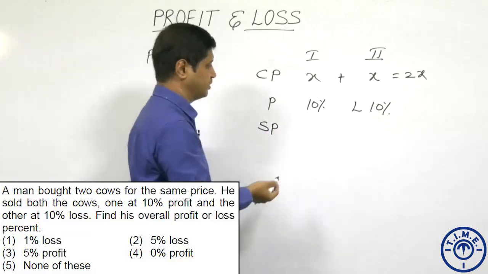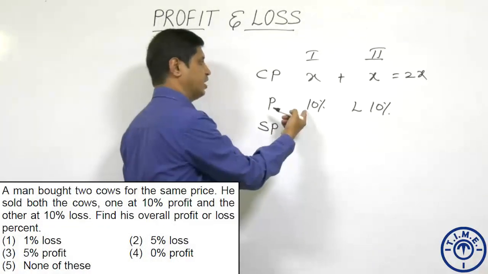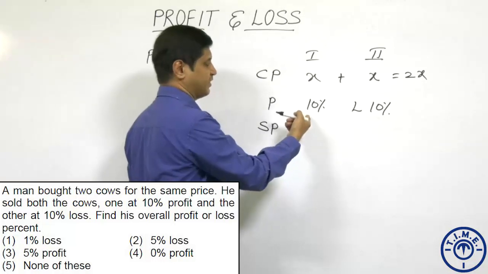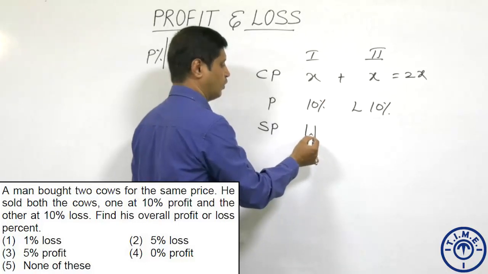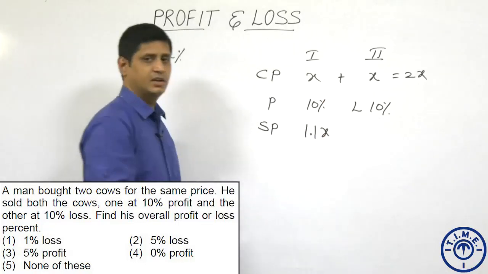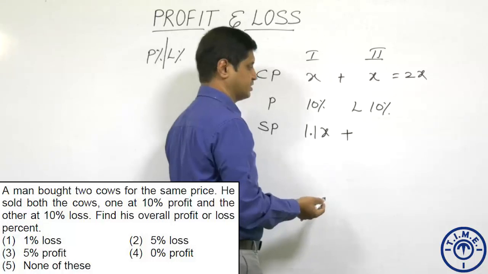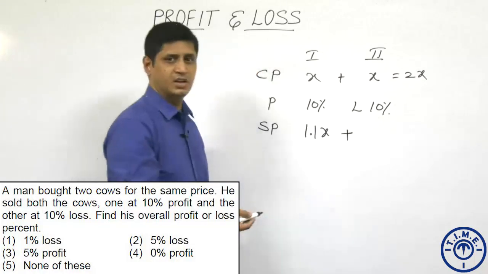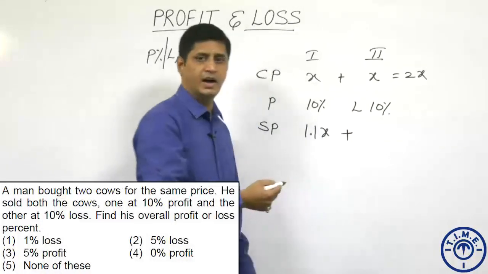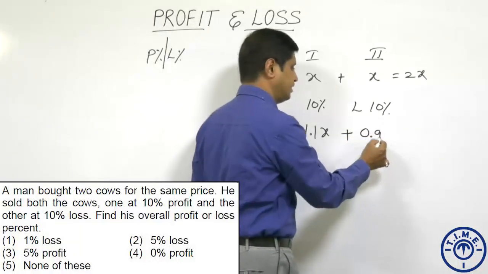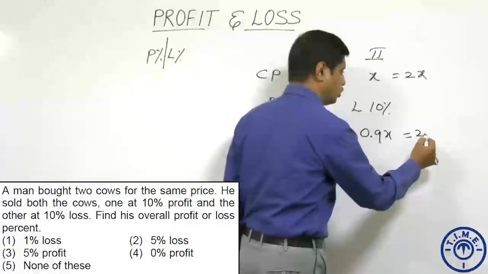The first one at a 10% profit means 10% on X, which we need to add additionally. Now it is 110% of the original value. 110% means 110 by 100, which results in 1.1X. Whereas the second cow is sold at a loss of 10%. Loss of 10% means 100 minus 10 results in 90%, so 90% of the original value. 90% means 90 by 100, which results in 0.9X. Now the sum of these two is the total selling price. Total selling price is also 2X.